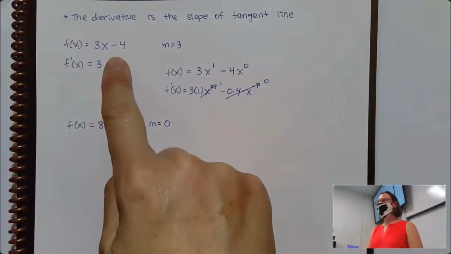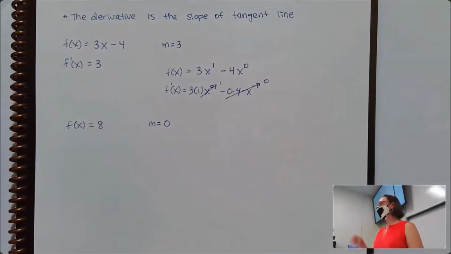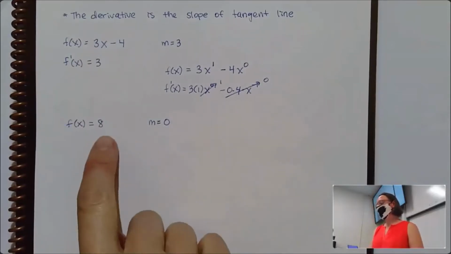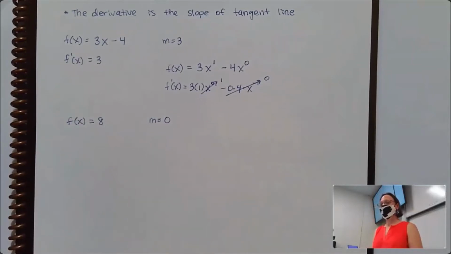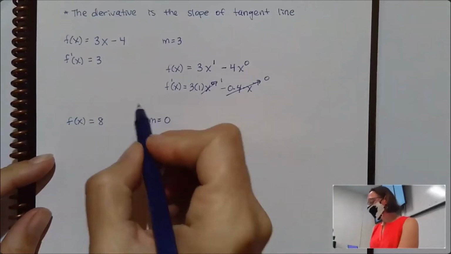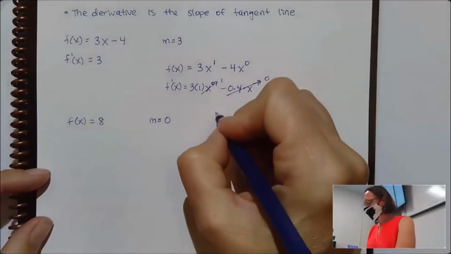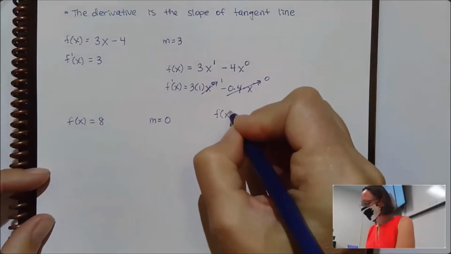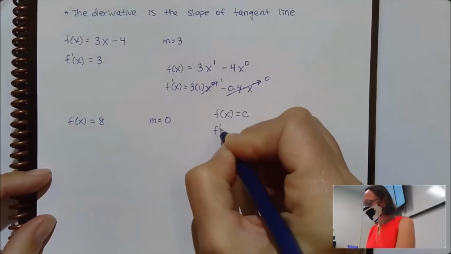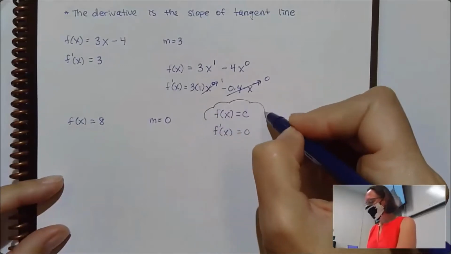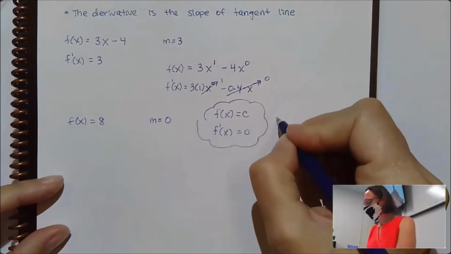You know what the slope of a line is. You know how to spot it in an equation. It's the coefficient on the x. And you know that the slope of a horizontal line is equal to 0. So our book gives this one a special name and calls it the constant rule. So if f of x is equal to a constant, then the derivative is equal to 0. I don't know why we even needed a special name for that.